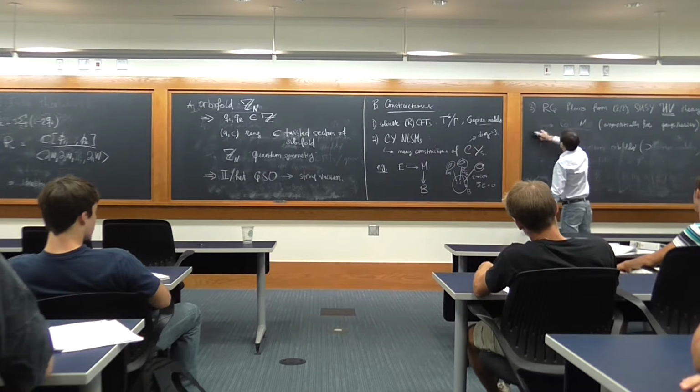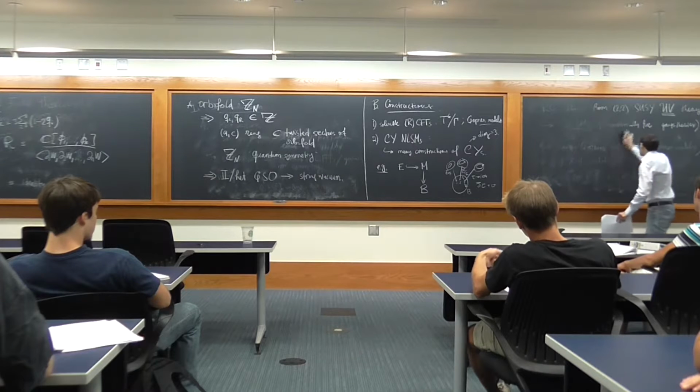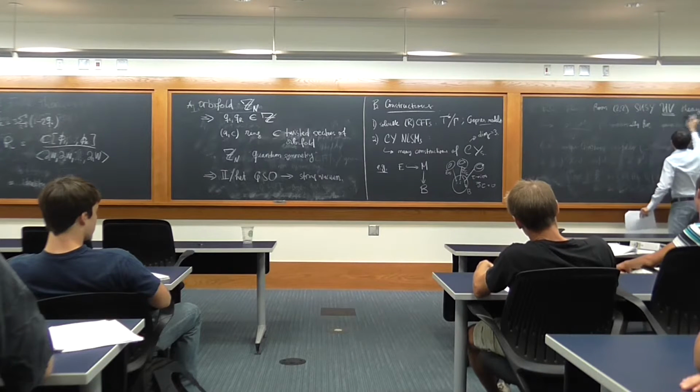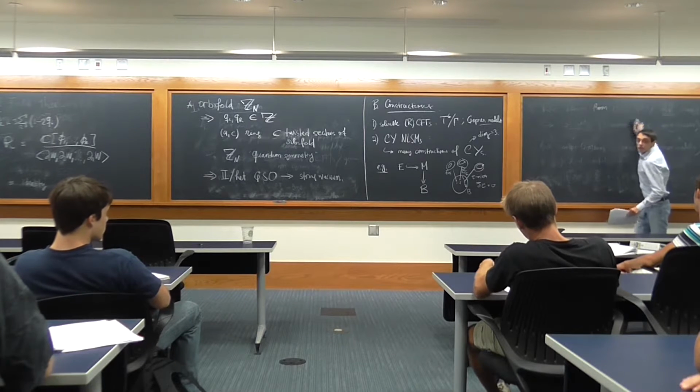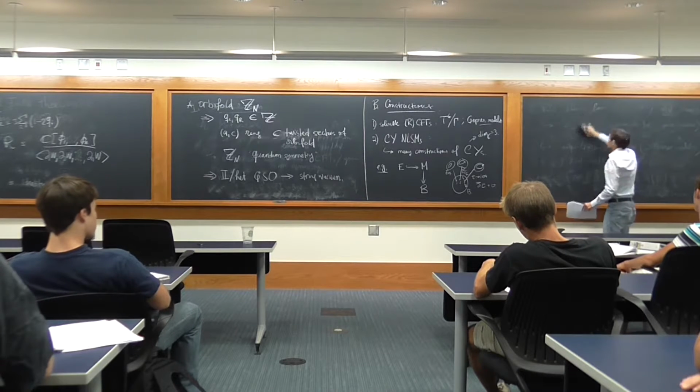What's the amount of space-time SUSY if you get a space-time theory? If you do type 2, it'll be N=2 space-time SUSY in 4 dimensions. If you do heterotic, you'll get N=1 in 4D. Okay.